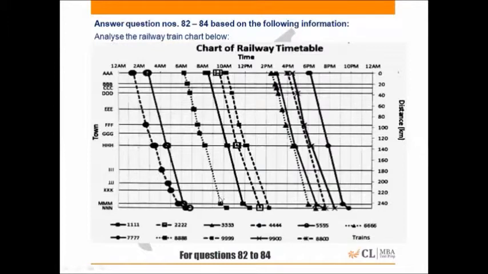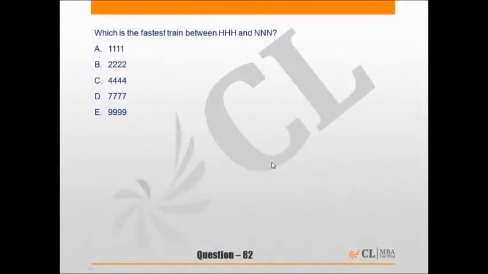These are the stations where 4 times A does not stop. Similarly, we can check for other trains at what station they stop and at what they don't. So that's all about the diagram. Now coming to the questions. In the first question, it is asking which is the fastest train between triple S and triple N.